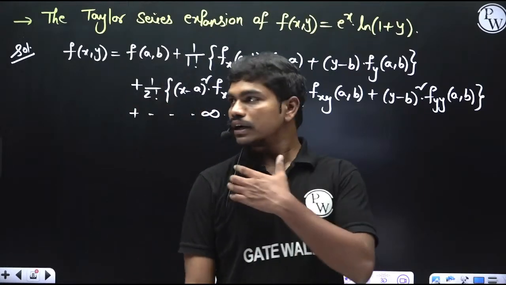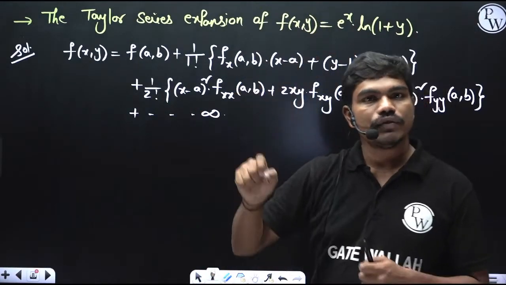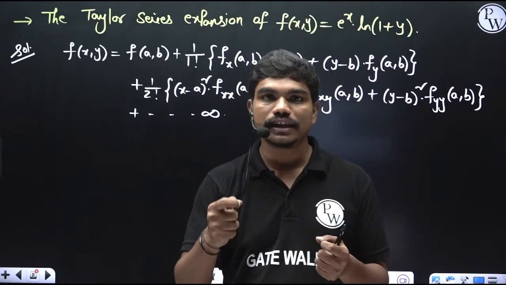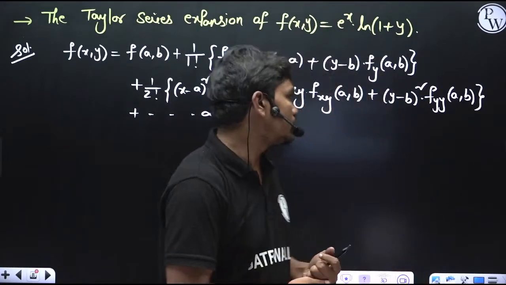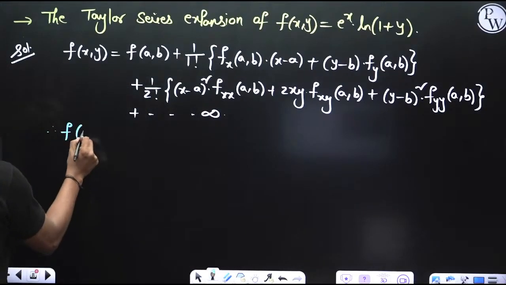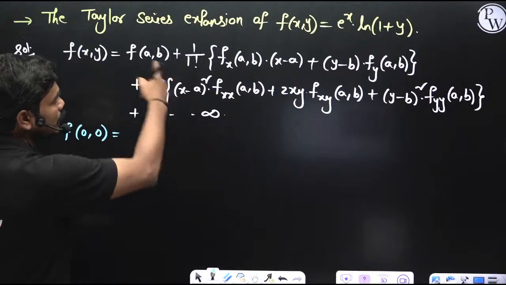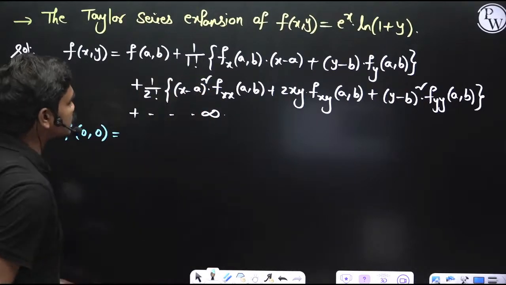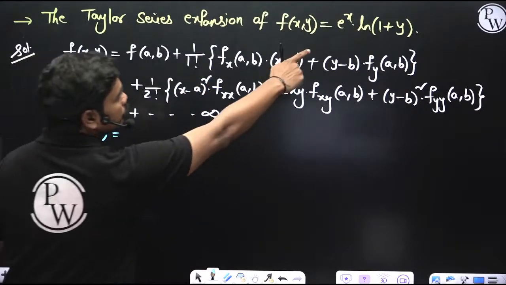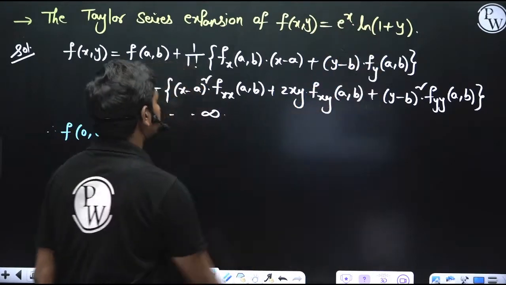So according to this expansion, let us try to expand this function and see how we have the series expansion for that, containing the terms in x and y, of course. Therefore, f of 0 comma 0, since you want only coefficients of x and y, you don't want anything like x minus a or y minus b, let's put the values of a and b to be zeros. So f of 0 comma 0, if you put x equal to 0 and y equal to 0, e power 0 times ln 1, which gives you 0, of course.